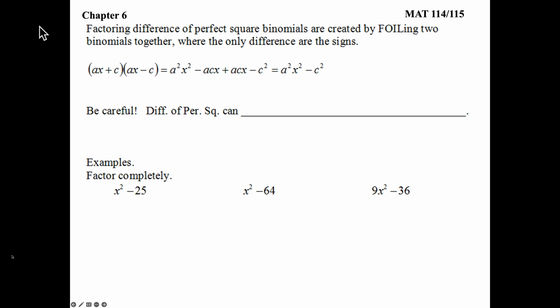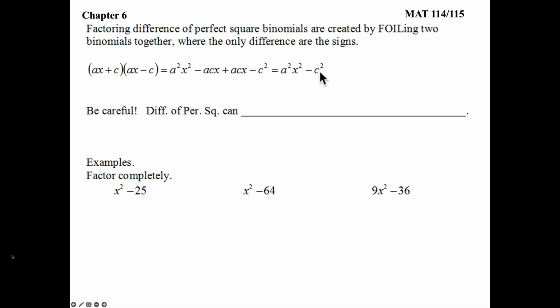Let's look at factoring difference of perfect squares. Now, we kind of saw this when we were multiplying our binomials. Remember we called them a conjugate pair. The binomials were exactly the same, but one was a plus, one was a minus, and when you FOILed it out, ax times ax is your a squared x squared. Ax times the minus c, that's your minus acx. C times ax, there's the positive, and c times a minus c is a minus c squared. These two terms were opposites of each other, and they canceled out, giving us this two-term polynomial.